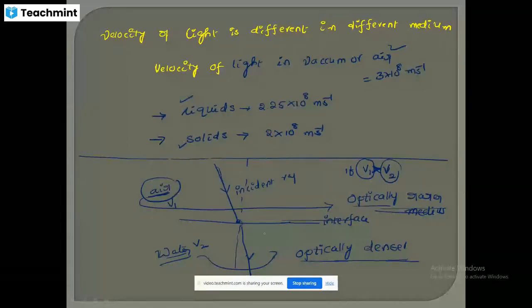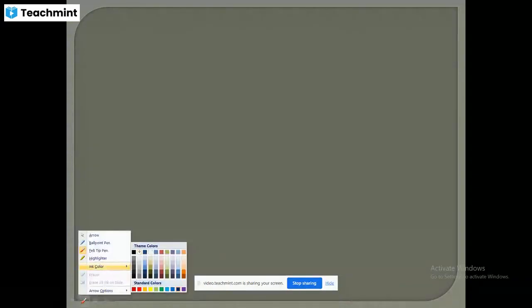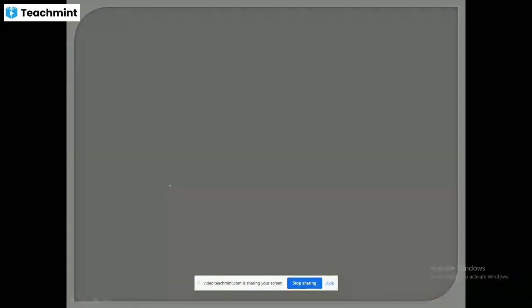What is an optically rarer medium? An optically rarer medium is a medium in which the speed of light is more.